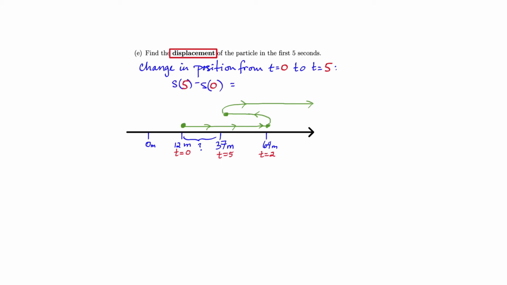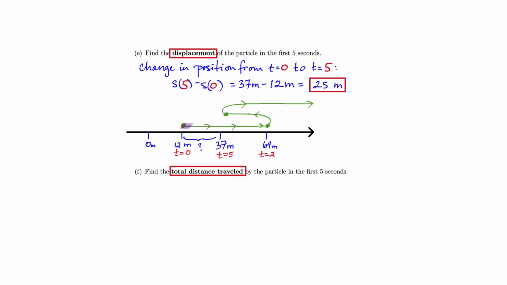So it's s of 5 minus s of 0, or 37 minus 12. 25 meters to the right of where it started. That's it. That's the displacement. So what about the total distance traveled in those first 5 seconds? That's a little different. The total distance traveled in that first 5 seconds is the distance traveled from t equals 0 to t equals 2, and then the distance traveled from t equals 2 to t equals 5. And just from looking at it, we can tell that's going to be more than 25 meters. So how do we find it?